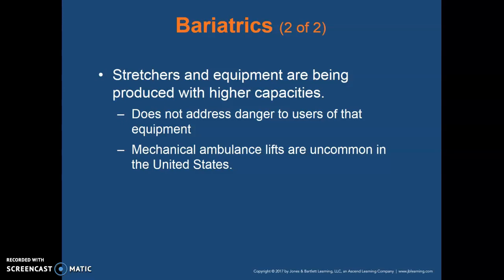However, just because the equipment is getting to the point where it can handle more weight, that doesn't necessarily mean that we can as providers. So make sure that you have a lot of help. Right now, there are things called mechanical ambulance lifts. They're used pretty widely throughout Europe, but it hasn't really caught on in the United States yet, where it actually lifts the cot up for you so that you don't have to support any of that weight. We are just not quite there yet, unfortunately.